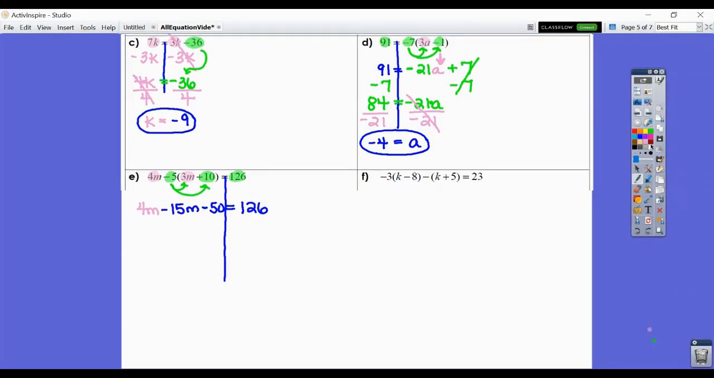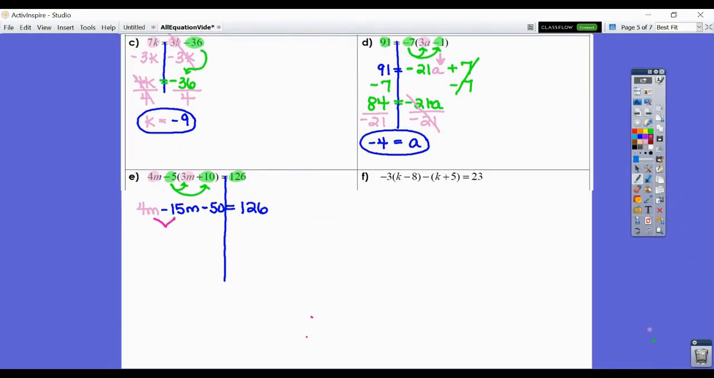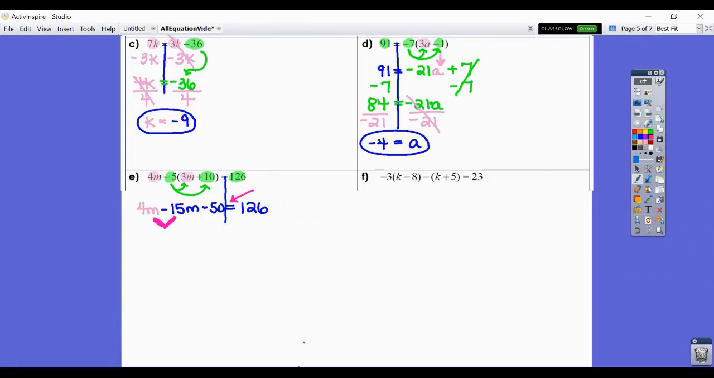From here, I have variables on the same side. I can just combine them as is right next to each other. 4m minus 15m, which is negative 11m. I keep the negative 50 and the 126 on the right side the same. I didn't do anything with it.